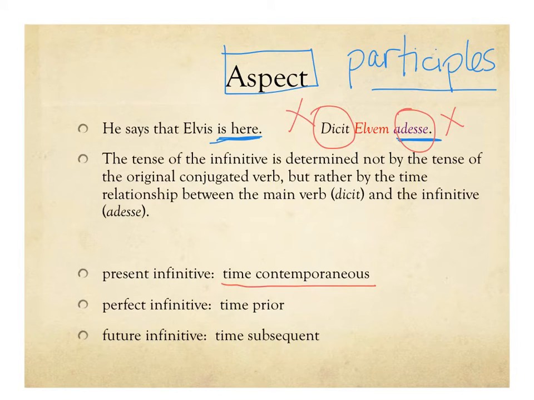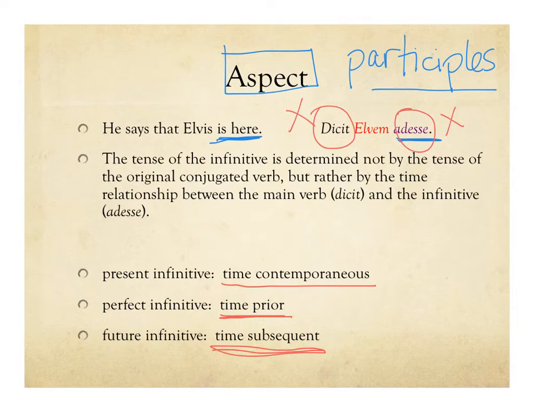The perfect infinitive says that whatever's happening in the infinitive part of our sentence happened first. It happened before the action of the conjugated verb, of the main verb. And the future infinitive shows what's called time subsequent. That is, it's showing action that's going to happen after the time in the main verb.